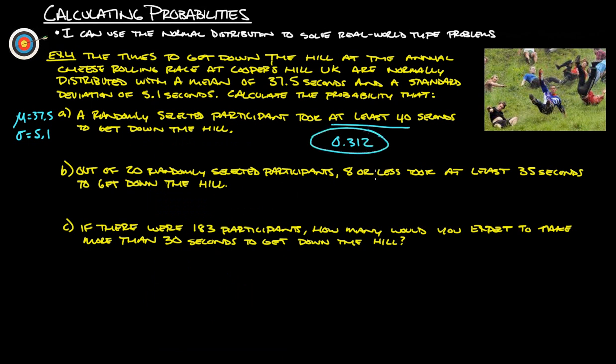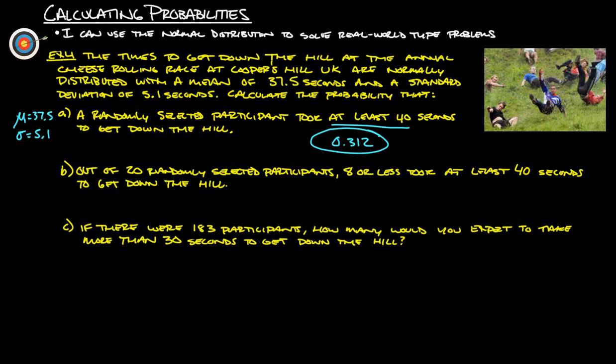31.2% chance that it's going to take at least 40 seconds to get down the hill. Okay? Out of 20 randomly selected participants, 8 or less took at least 35 seconds to get down the hill. What's the calculated probability that that happened? Okay, I'm going to change this to make this a nicer problem, because that's what you're going to see a little bit more in our textbook. Let's change it back to take at least 40 seconds, because that's exactly what we figured out up here.